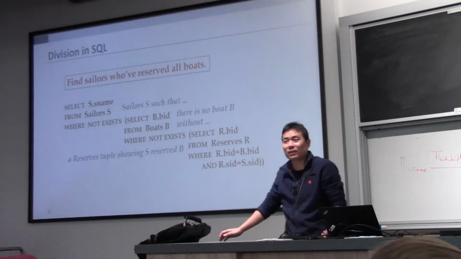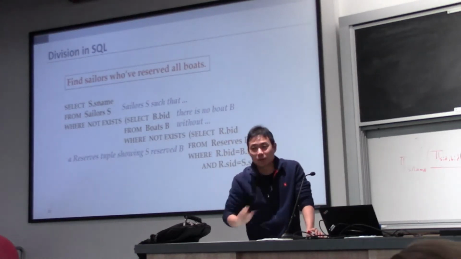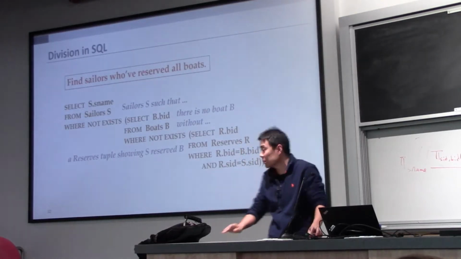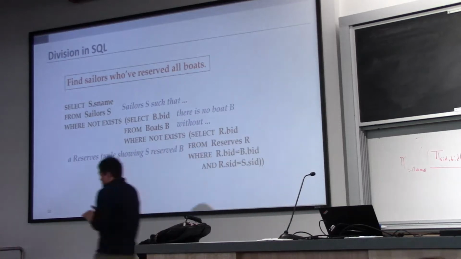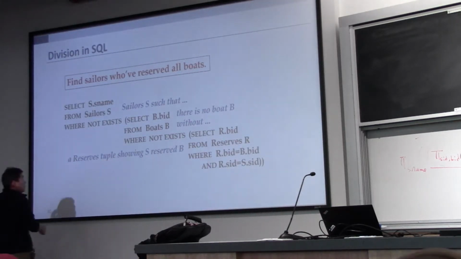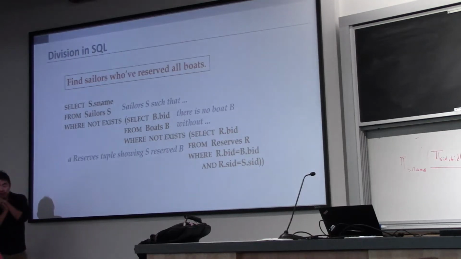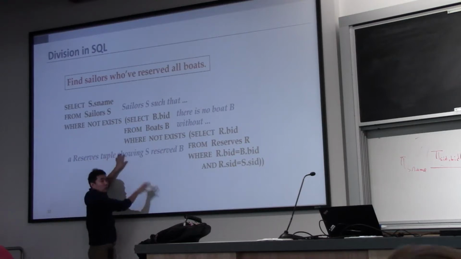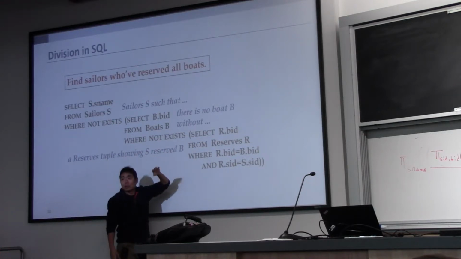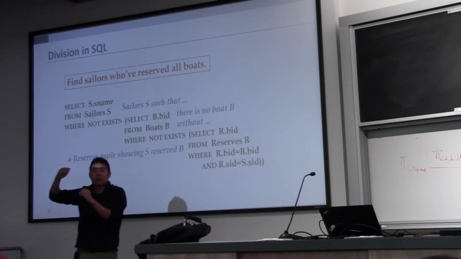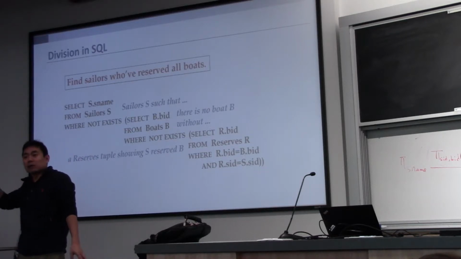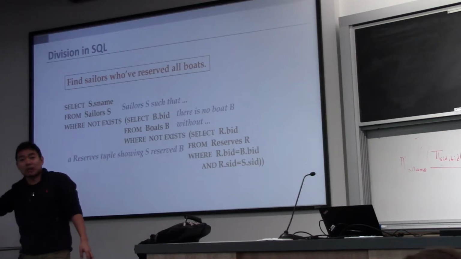Come back to the boat example. I want to find the sailors who reserved all the boats. So what I'm going to do is use this so-called double negation logic. First of all, let's look at the structure of this query. It's a nested query with two levels of nesting. Think about this as a nested for loop: for i equal to 1 to n, for j equal to 1 to m, and for l equal to 1 to x. So I have three levels of nesting. That's a way to think about it.